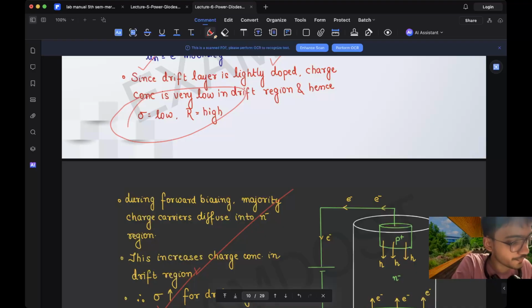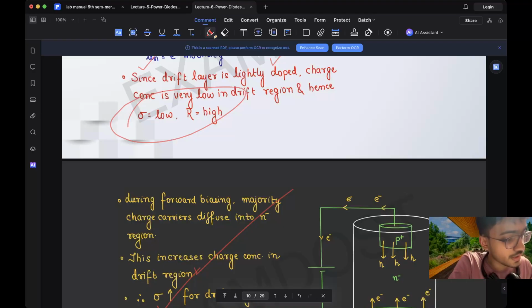Let me draw it. So we have something called our power electronic diode. We have P plus region, N minus region, which is called drift layer, and we have N plus region. We are just trying to bias it, and the holes would be pushed to the drift layer, and electrons also would be pushed to the drift layer.